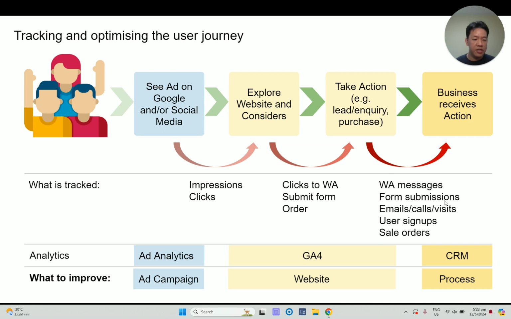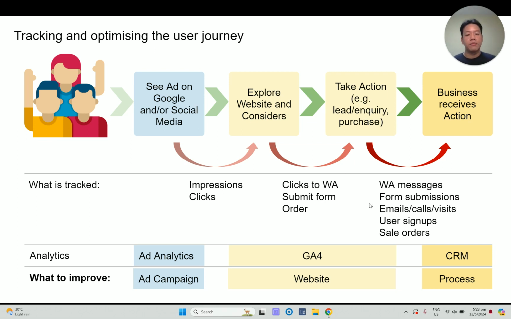Now, as strange as it may sound, there would be situations where you are getting a high count of this, but a low count on this, right? So how do you know if you are getting a low or high count on this? You look at your GA4 data, right? You look at your GA4 data to see if there are a lot of clicks or form submissions or orders being tracked or registered in GA4.